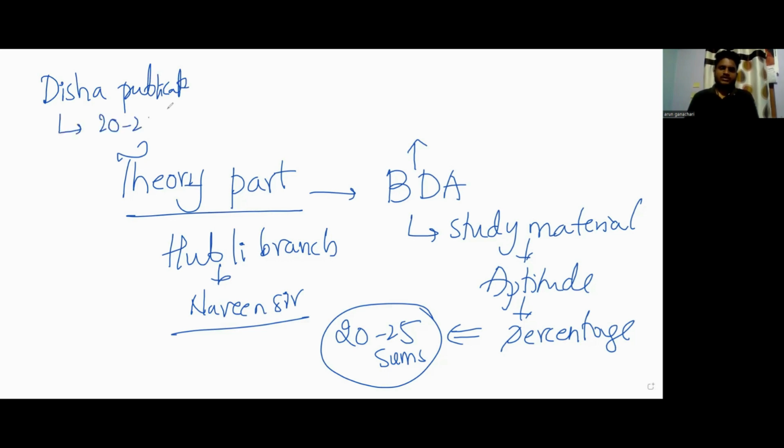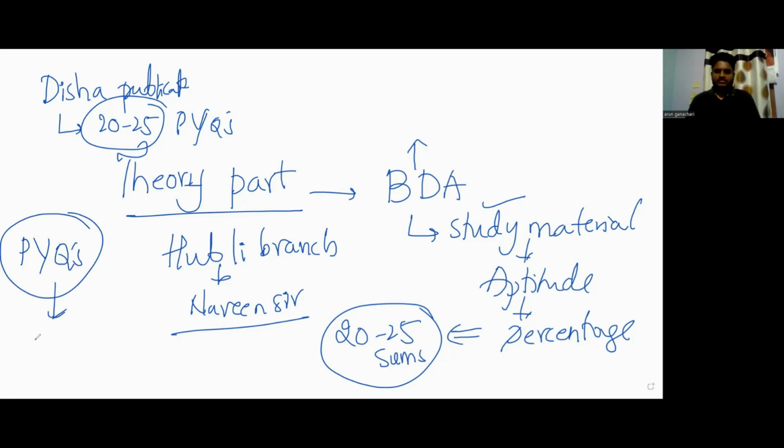Disha publication previous year questions, PYQs. Solve PYQs or at least solve the study material from our BDA. Anything is okay. But solve 20-25 sums. Tomorrow what I'll do is I'll select all the previous year questions. Then I will give you the sums. I'll display the question. If you can solve those questions, your confidence will automatically increase. So come prepared, come with all the practice. If you can solve that, that's well and good. If you don't, then also I'll solve it. At least you can solve afterwards.